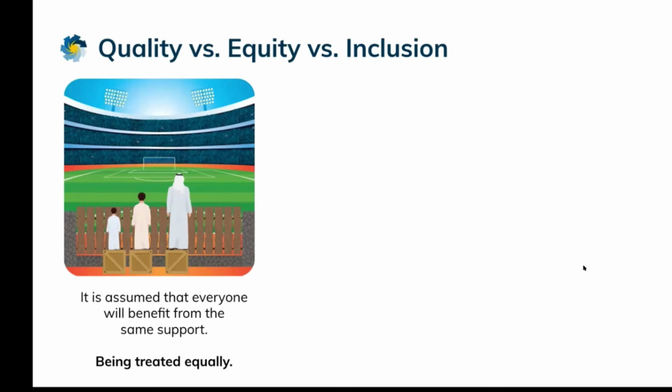So looking at the first box here, we really see a setting where it's assumed that everyone will benefit from the same type of support. Or as I think about accessibility, the same type of access point. And so we think we're treating people equally because they're each getting the same experience.